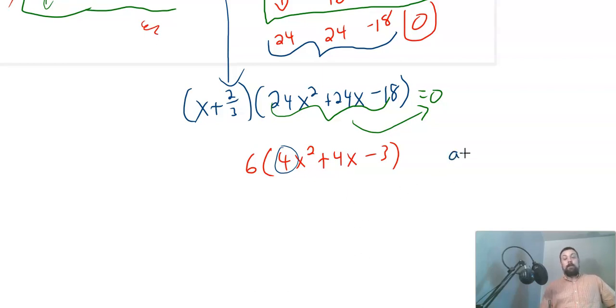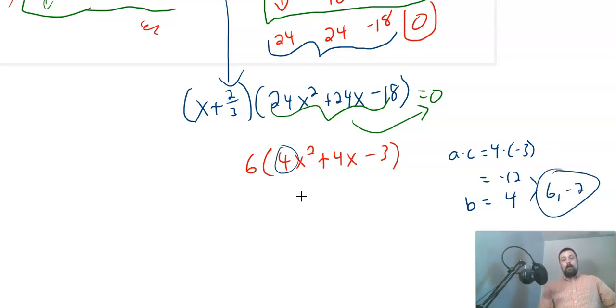So I'm going to do the AC method on this one real quick. So A times C would be 4 times negative 3, which is negative 12. B is equal to positive 4. So I need two numbers that multiply to negative 12 and add to positive 4. And that's going to be 6 and negative 2. I rewrite the middle term using 6 and negative 2. So I rewrite the 4x as 6x minus 2x. The first term copies down, the last term copies down.